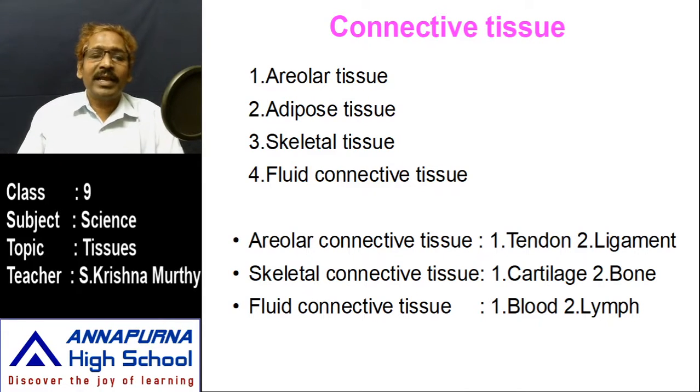Okay, what are connective tissues? The connective tissues are of four kinds: areolar tissue, adipose tissue, skeletal tissue, and fluid connective tissue. Once again, areolar connective tissue has tendon and ligament, skeletal connective tissue has cartilage and bone, and fluid connective tissue has blood and lymph.